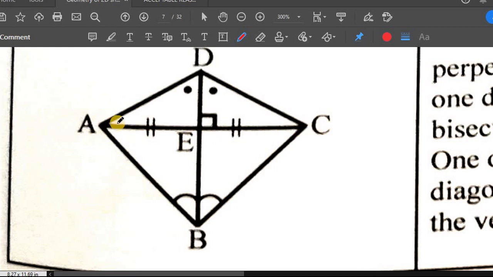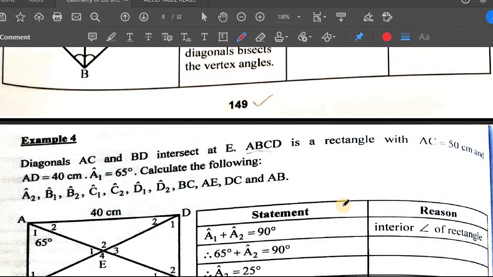A to C, the diagonal, let me draw that. A to C is bisected. A to E is equal to E to C. And another thing we can notice is that they bisect at 90 degrees. Can we see that? So if that is 90, this is 90, this is 90, right? So please read up on that.